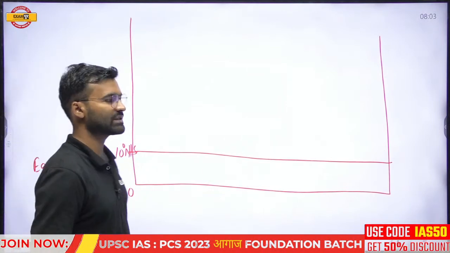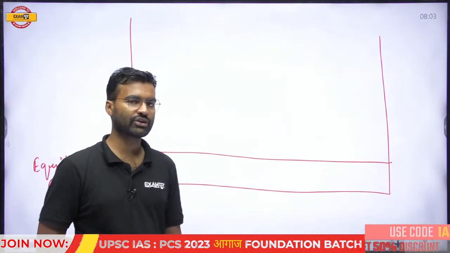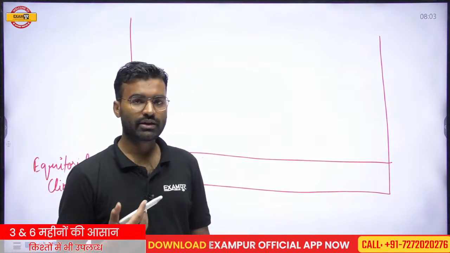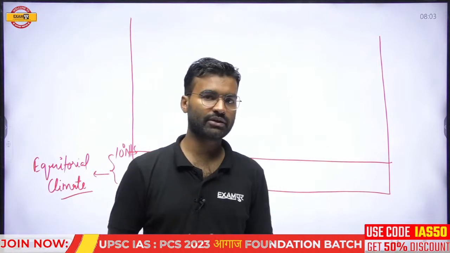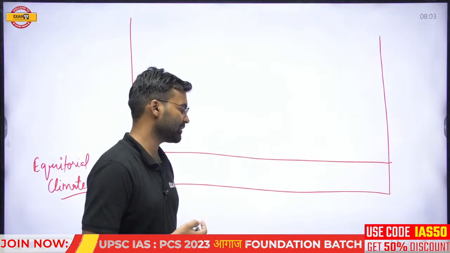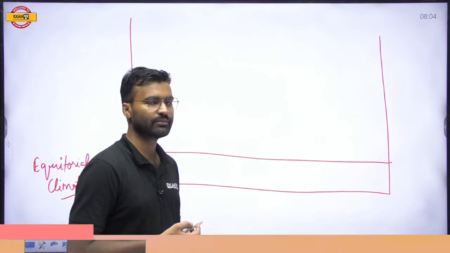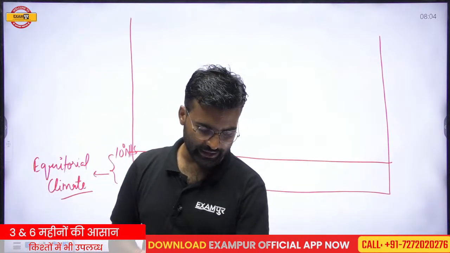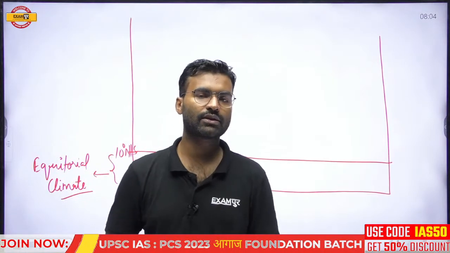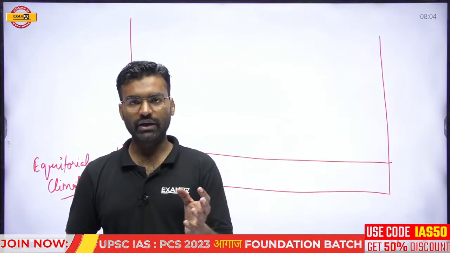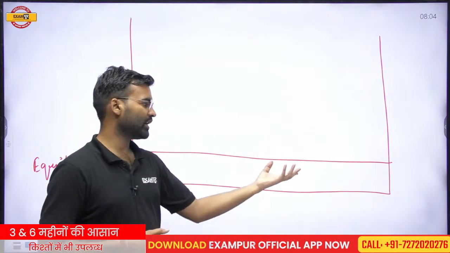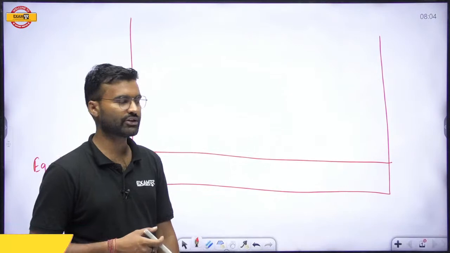This region gains the maximum temperature and the maximum precipitation, and as a result of both, a high density of vegetation is found, which is termed evergreen vegetation. This region has evergreen type of vegetation.